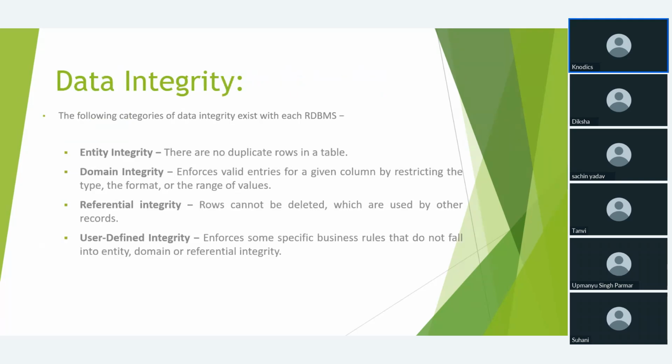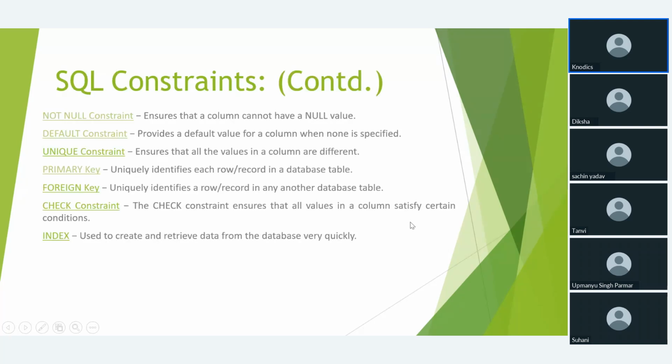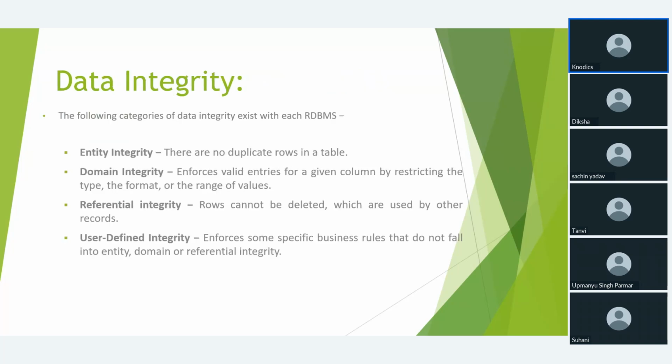Okay. So here now there are some integrity concept categories. One is entity integrity. Integrity means whenever a primary key or unique key has been applied, there can be no duplicate rows in the table, right? The primary key or unique key constraints are applied at the column level, but the entity integrity is applied on the entire row. It ensures that there are no duplicate records in the table.